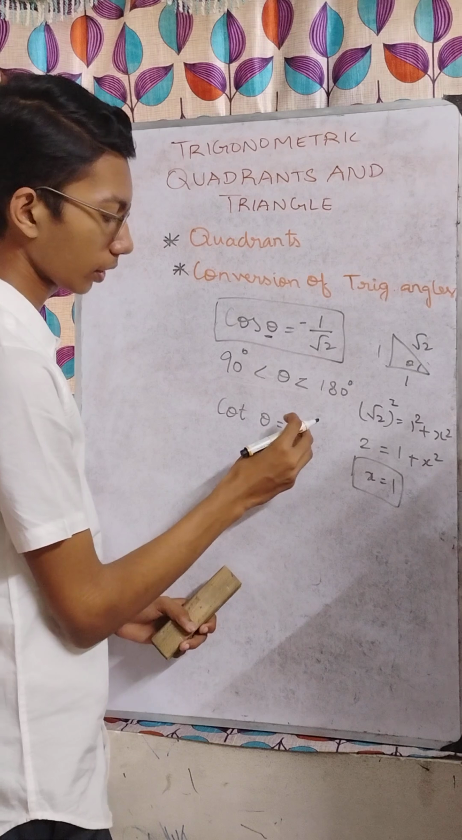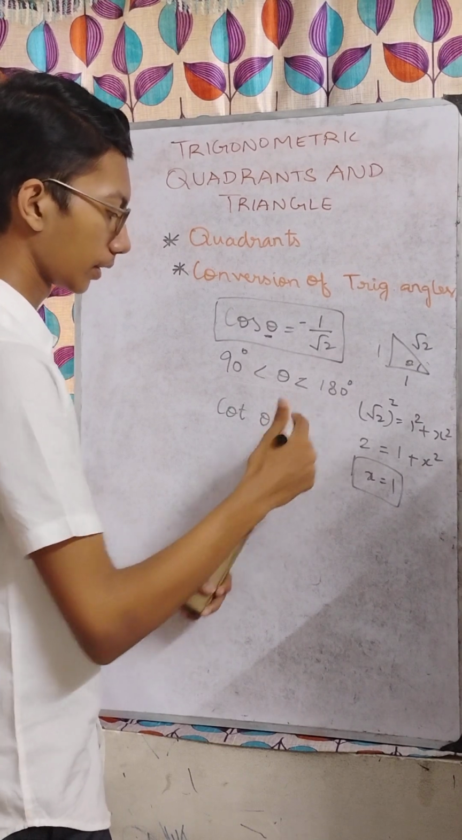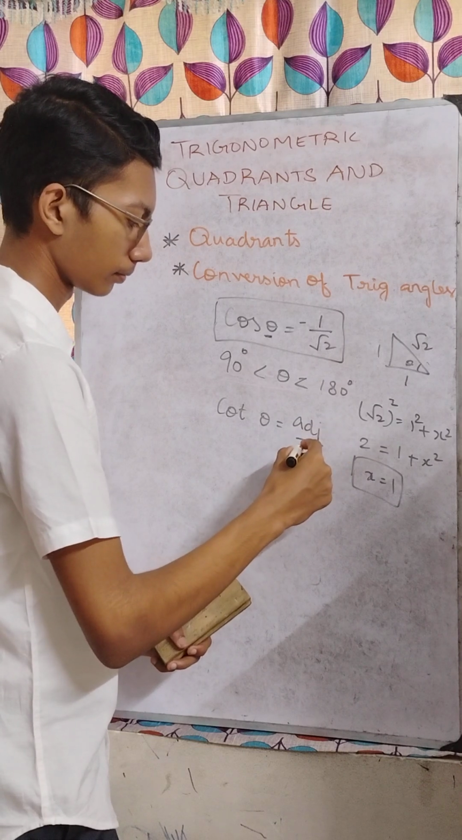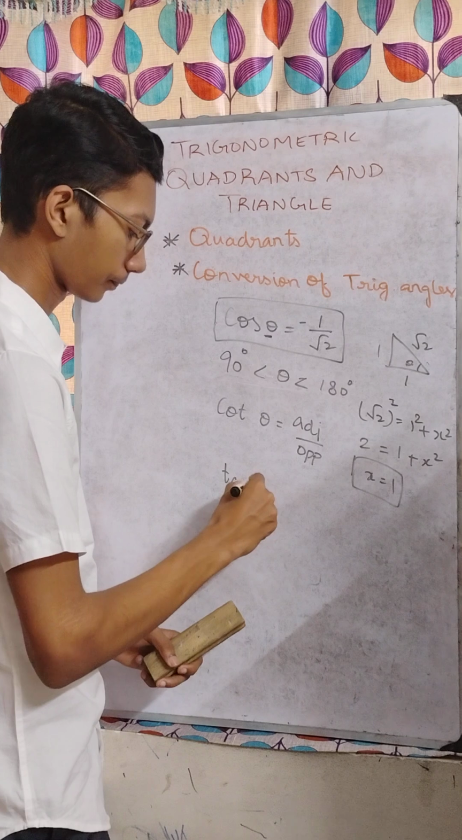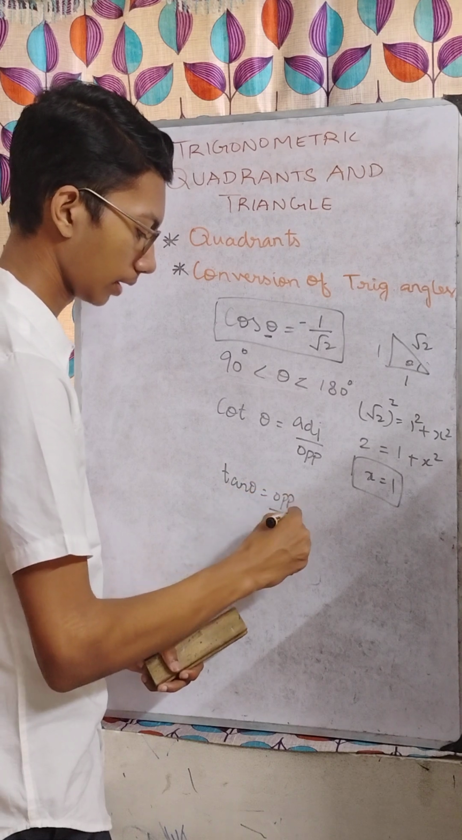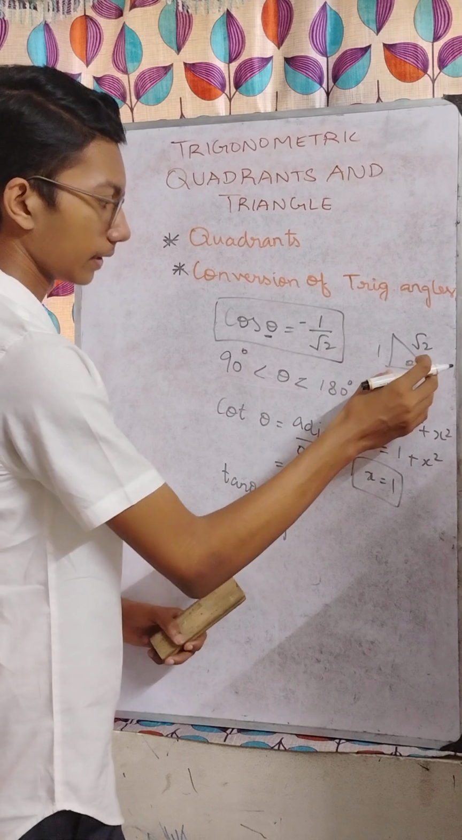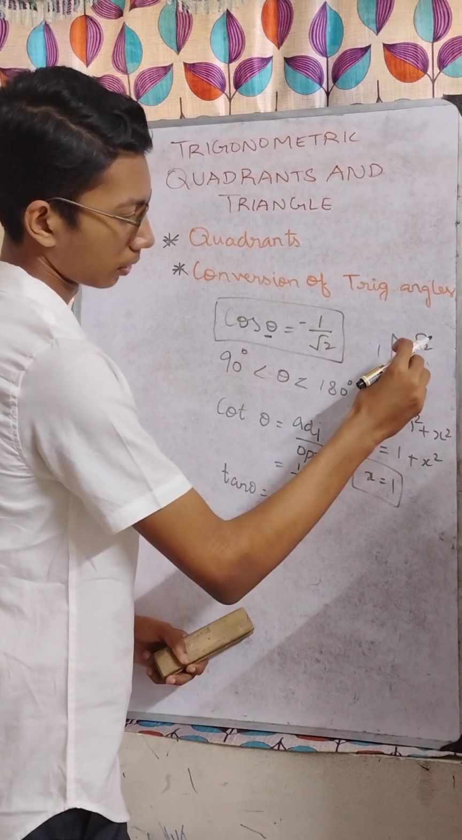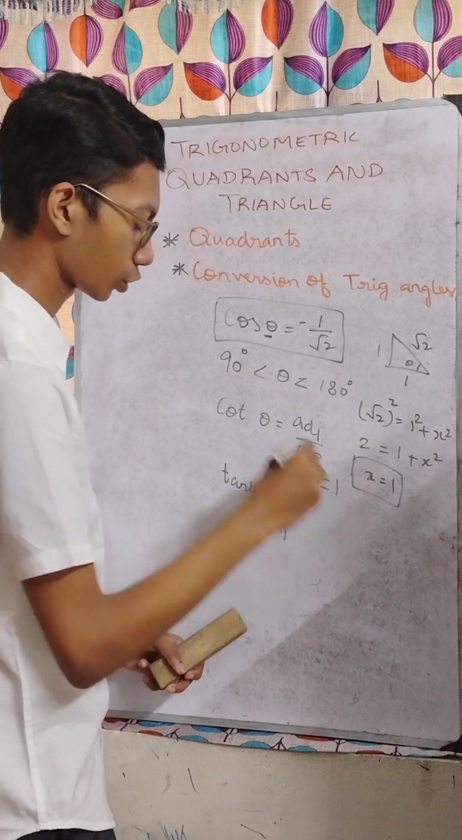So from this cot theta is adjacent by opposite, because tan theta is opposite side by adjacent side. So this is the reciprocal. So now adjacent here is 1, opposite is 1. So the answer is 1.